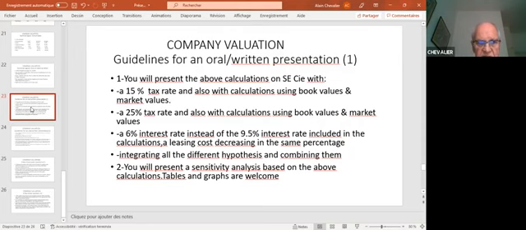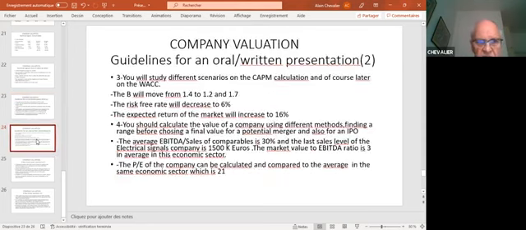Presenting a sensitivity analysis of 0.2, and then here also I introduced different scenarios on the capital asset pricing model calculation, and later on the right, with a beta moving from 1.4 to 1.2 and 1.7, a risk-free rate which will decrease, and an expected return of the market which will increase. And I say 0.4, but you should calculate the value of the company using different methods, finding a range before choosing a final value for a potential merger and also for an IPO.